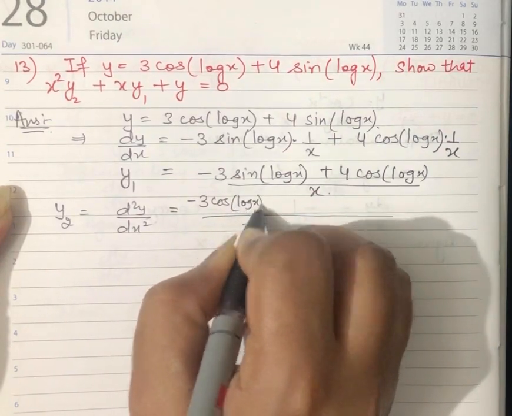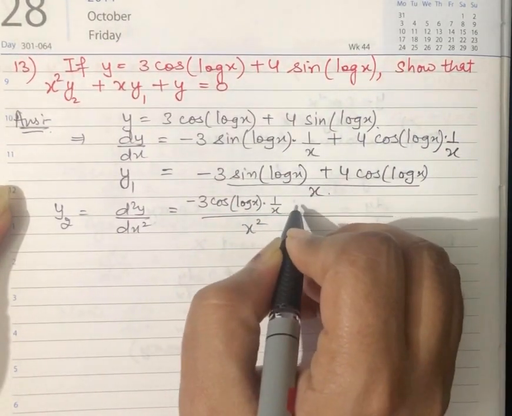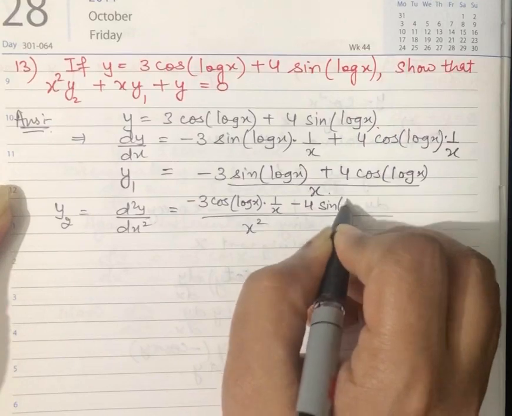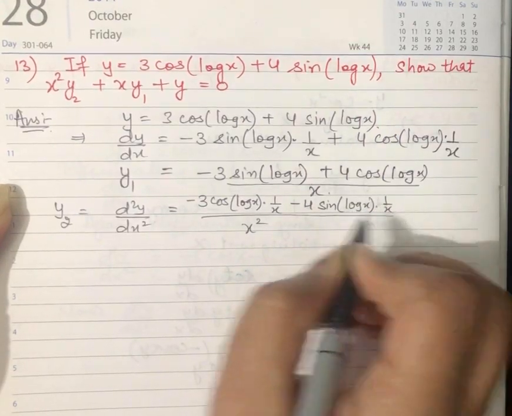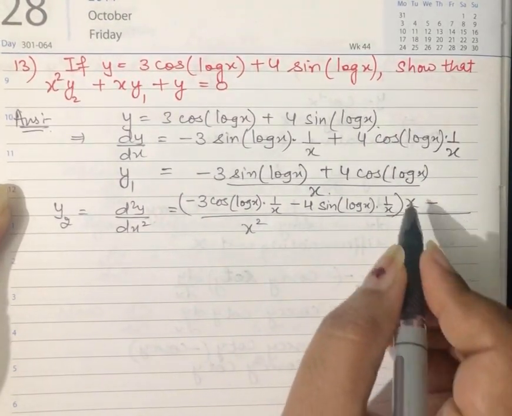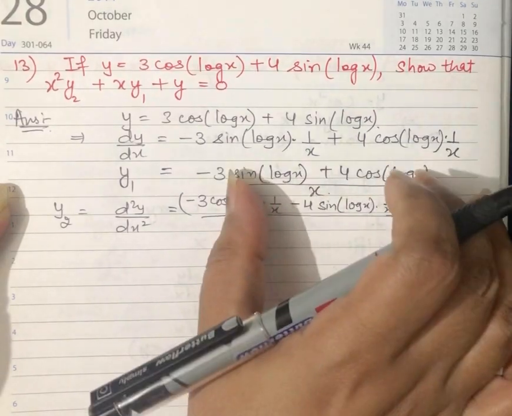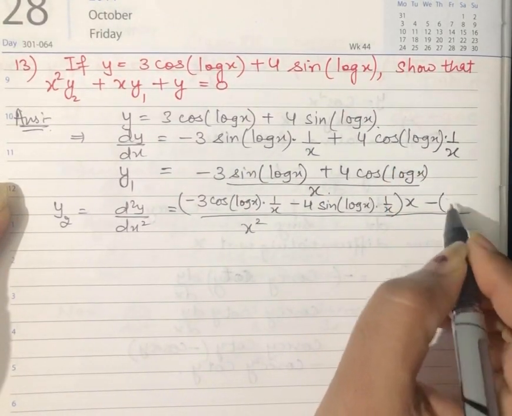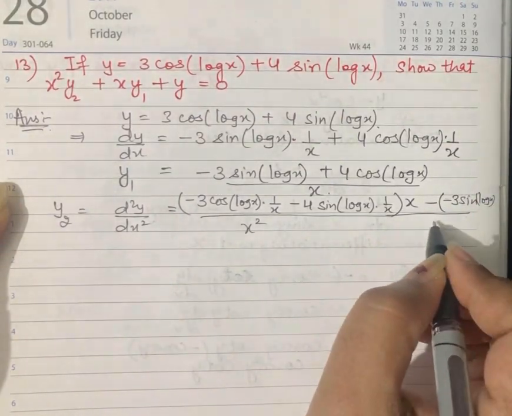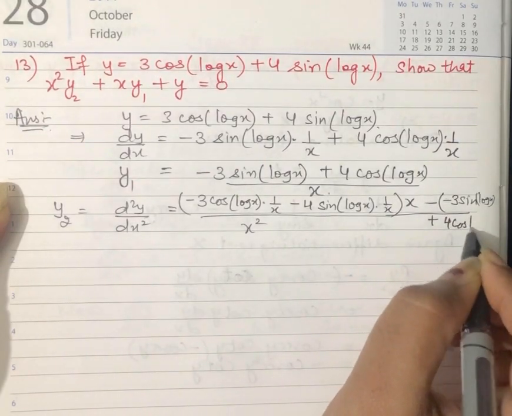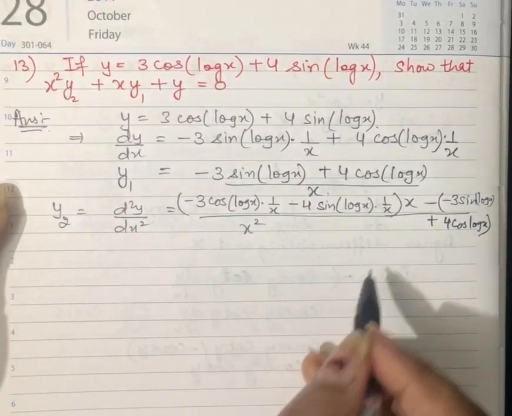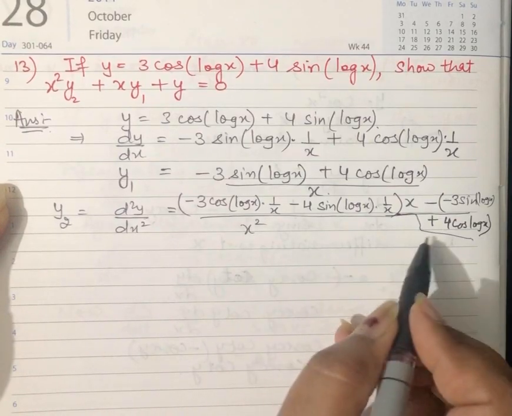of log x into 1 by x, then minus 4 sin of log x into 1 by x, bracket into x minus, now this term will be as it is, that is minus 3 sin log x plus 4 cos of log x, and differentiation of x is 1. This can be written like this.